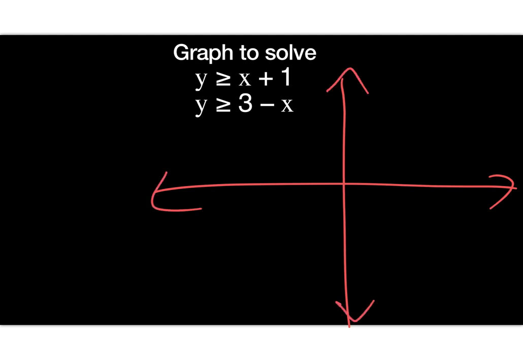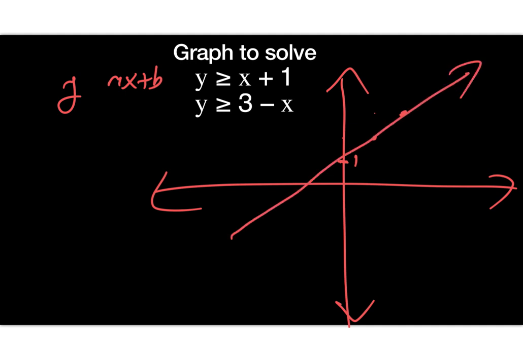Graphing inequalities is not much different than graphing regular equations. Since these are in the mx plus b format, I'll look at that first equation: my b is 1, which means my y-intercept is 1. The slope, the number in front of the x, is 1, so rise over run, up 1, over 1, up 1, over 1. Connect the dots. I have this line.